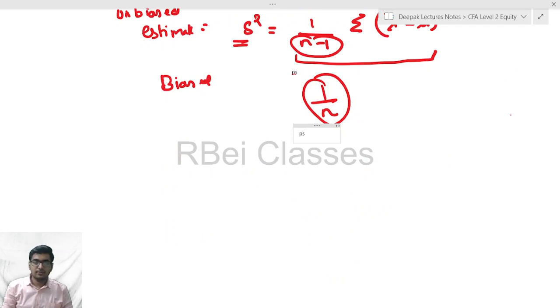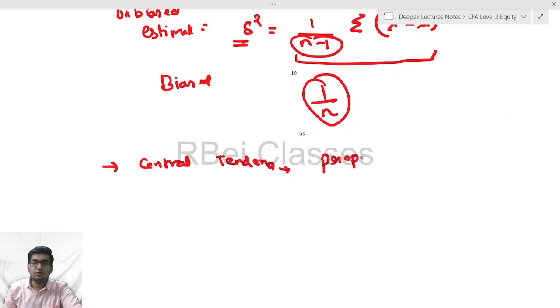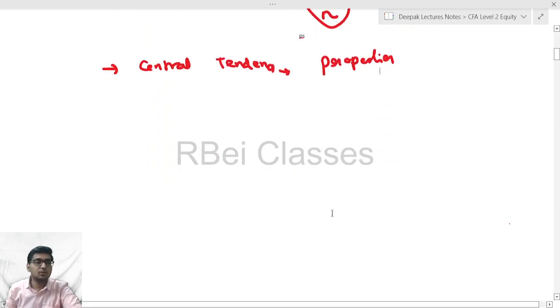Now write down the next point. I am just discussing only the important points which students might be confused about or might forget. Okay, kind of the revision. So write down: most widely used measure of central tendency must have the following properties. Clear? So what are those three properties?